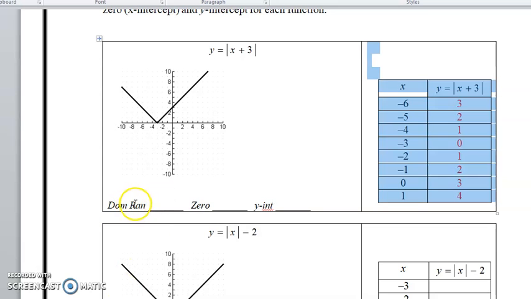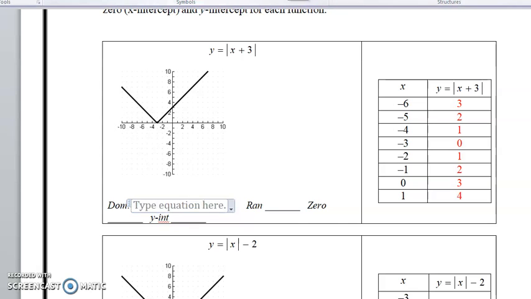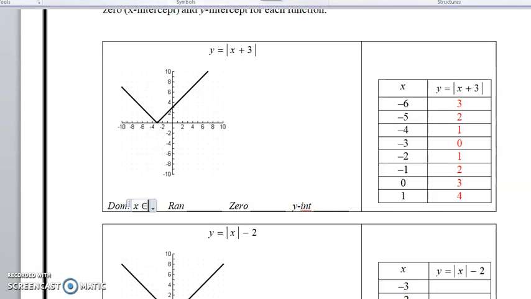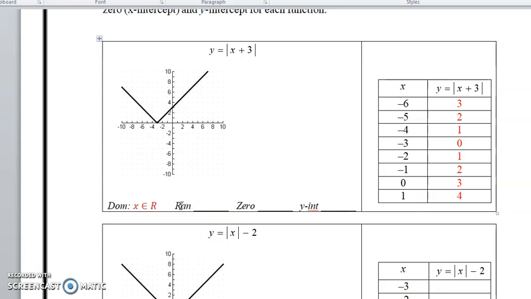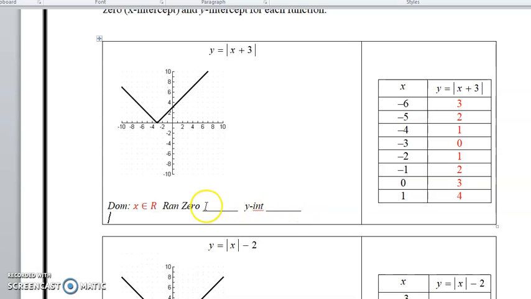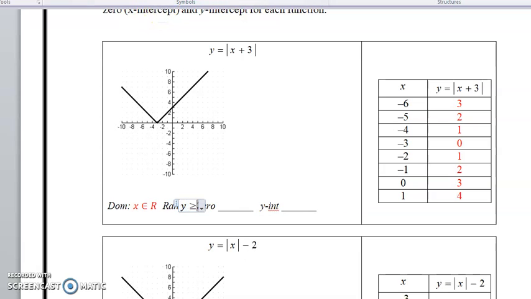So we look at our graph here, the domain. Domain is going to be, again, just x as an element of the reals. So it's going to be x is an element of the real numbers. The range, again, this is not always going to be the case, but the range is going to be y is greater than or equal to 0 again, similar to the last question.